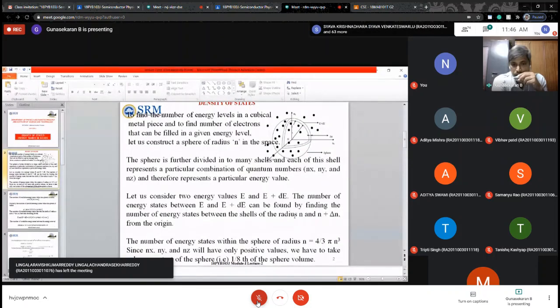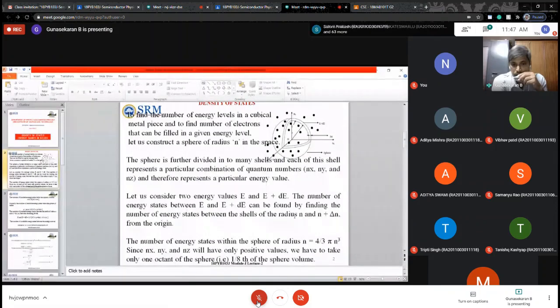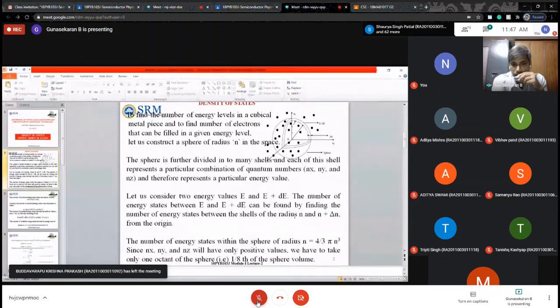So now I am going to take two energy levels. See here, the two energy levels I consider: one energy level is E, the next one is E plus dE. So our aim is to find the number of energy states between these two energy levels, E and E plus dE. Please understand, that is the number of energy states between the two energy levels E and E plus dE, and the radius of n and n plus delta n.